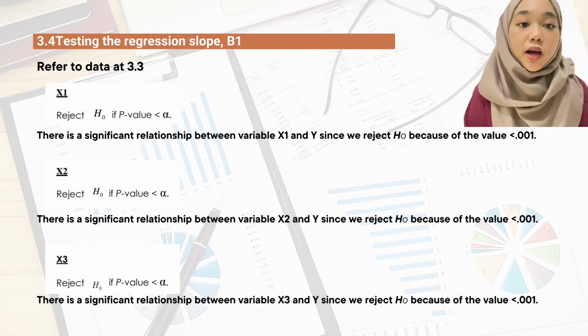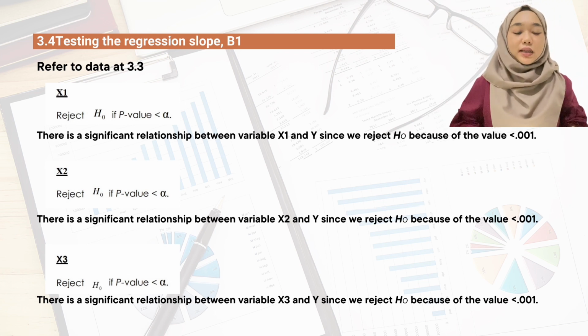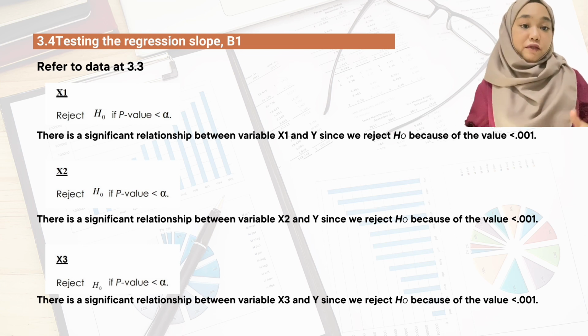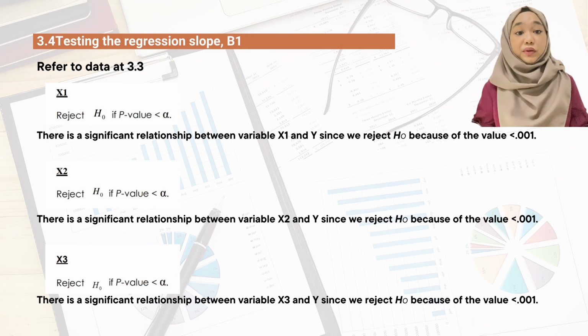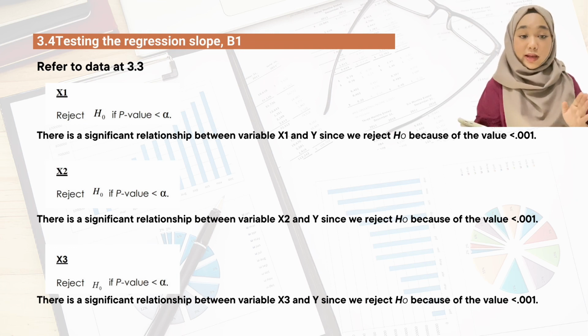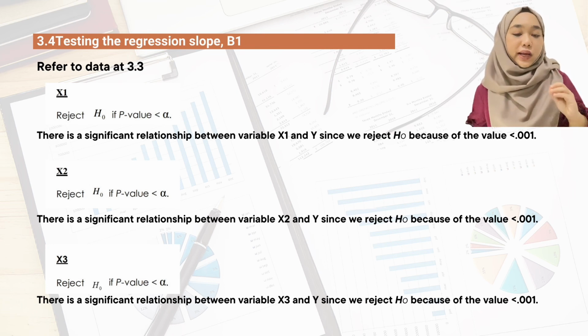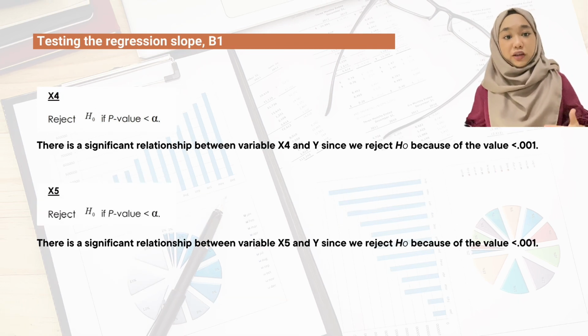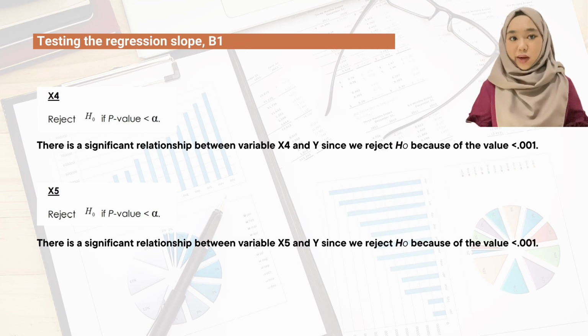2212422741. I will continue to 3.4, which is testing the regression slope B1. As we know, we will reject the null hypothesis if the p-value generated is less than 0.05. It means if we reject the null hypothesis, there is a significant relationship between independent and dependent variables. As we can see, the data we generated from x1 until x5 shows values less than 0.05. So, we can conclude that x1 until x5 have a significant relationship with y.